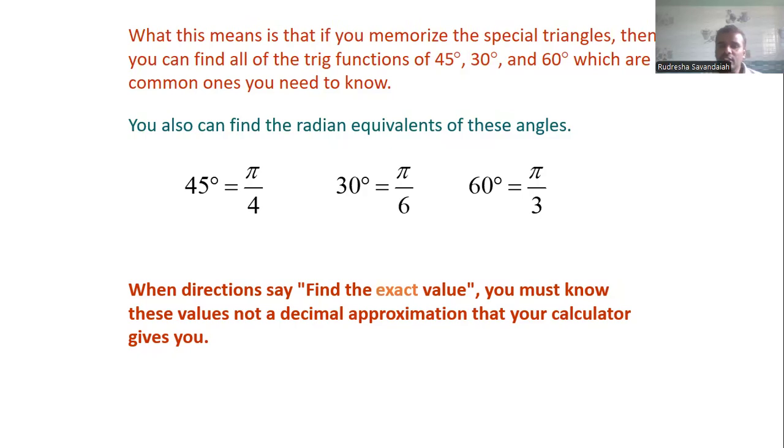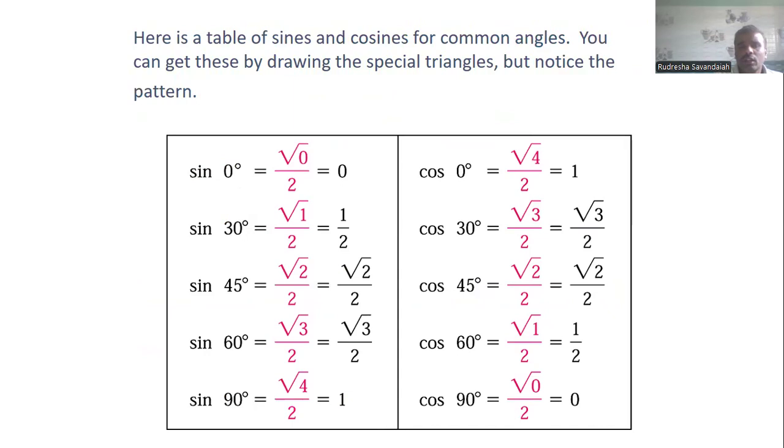See, when the directions say find the exact value, you must know those values, not a decimal approximation that your calculator gives you. Here is a table of sines and cosines for common angles. You can get those by drawing the special triangle, but notice the pattern.